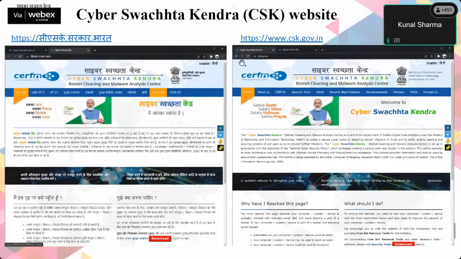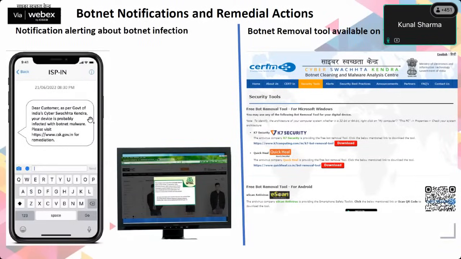So this is our website, csk.gov.in. This is the kind of notification you will get from the ISP if your system is getting infected. Once you receive that message, you can go to csk.gov.in, and under security tools, you will see all the free botnet removal tools that are available. You can download it from Play Store and disinfect your systems.